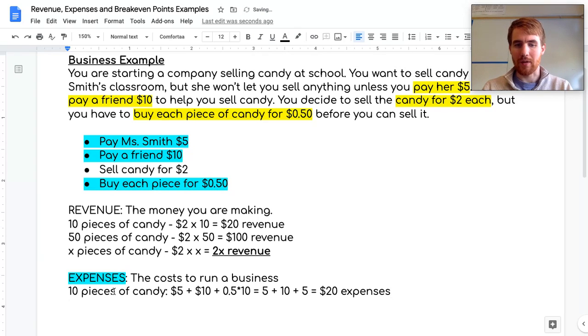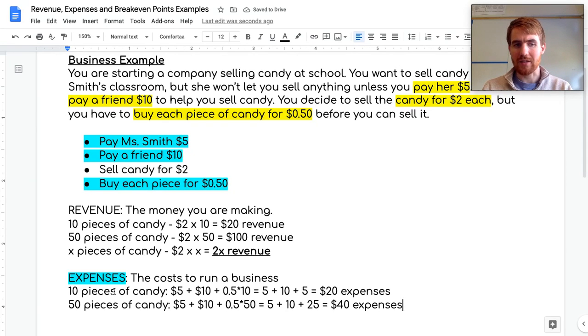Let's take a different example. Let's say we sell 50 pieces of candy. Again, we still have to pay Miss Smith $5. We still have to pay our friend $10. But this time, instead of buying 10 pieces of candy to sell, we have to buy 50 pieces of candy to sell. So that's going to be 0.5 times 50. Again, that's 5 plus 10 plus, this time, $25 for the candy. And that means we're going to have a total of $40 worth of expenses.